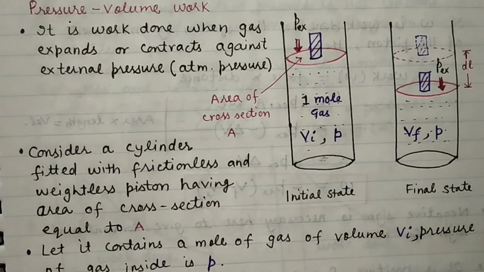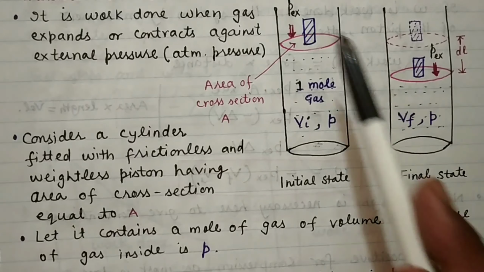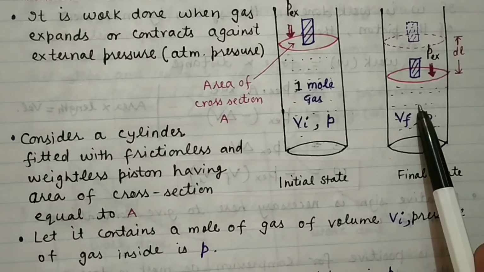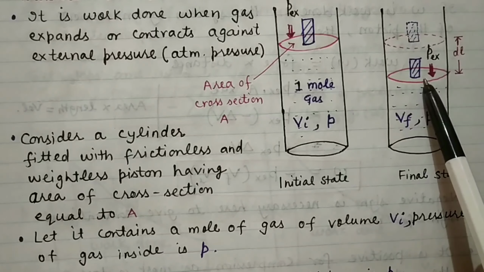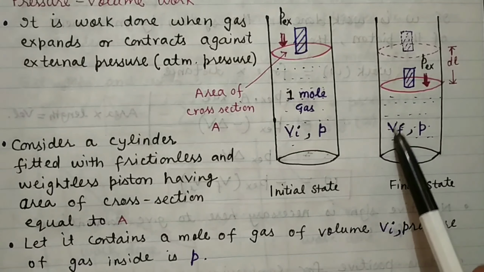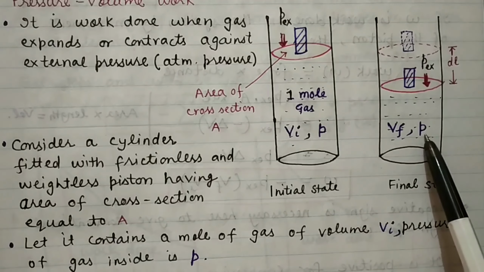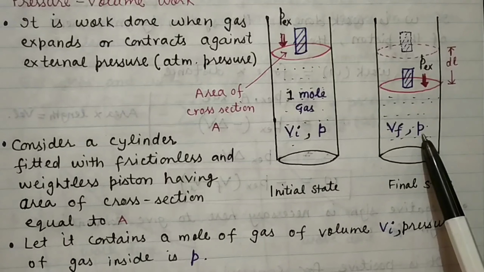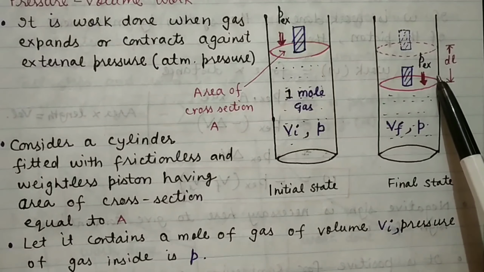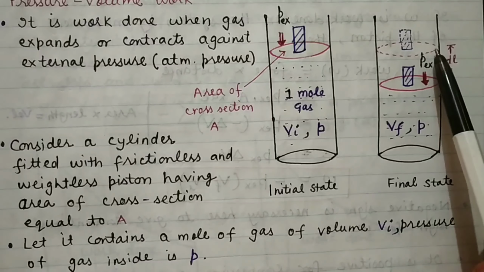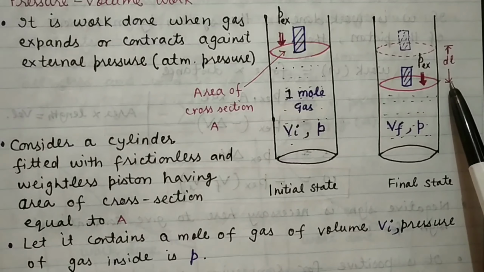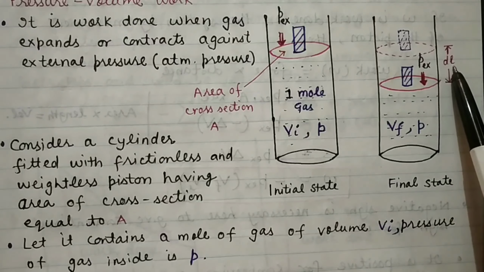Now what happens when the external pressure is a little bit more than that of the internal pressure, right? Then the piston will move in the downward direction. Here this is VF, the reduced volume, having ideal gas with internal pressure P, and this is the change in the volume. The distance covered by the piston from the initial state to the final state is represented by the small change in length, that is dl.